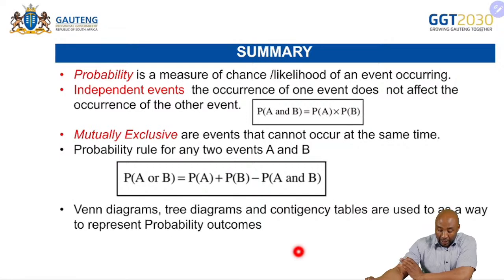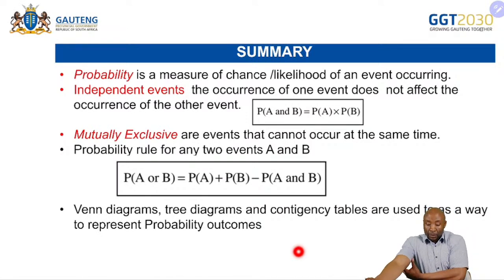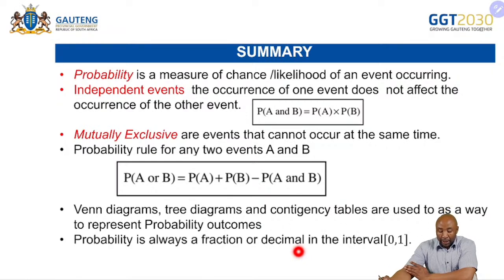We are able to see that Venn diagrams and contingency tables are used as a way to represent probability outcomes and are also used as aids to help us solve probability problems, and we must use them as such. They help us visualize and make the problem much simpler. And we know that our probability is always a fraction or a decimal in the interval 0 to 1, and sometimes the probability can be given as a percentage.